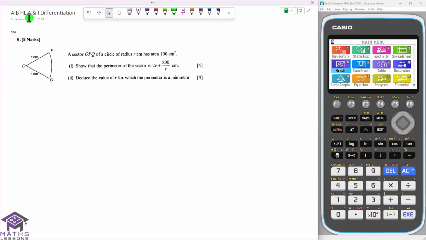Okay, for our final question in this test series, we have a sector OPQ of a circle with radius R and an area of 100 centimeters squared. We need to show that the perimeter of the sector is equal to 2R plus 200 over R centimeters.